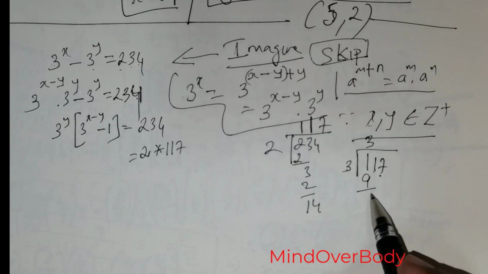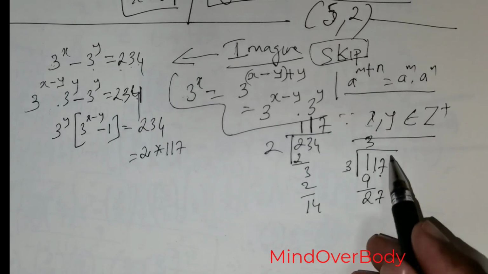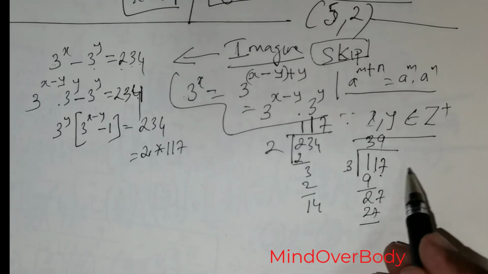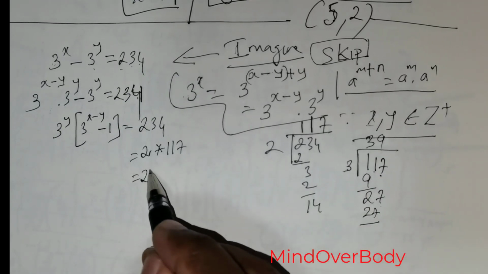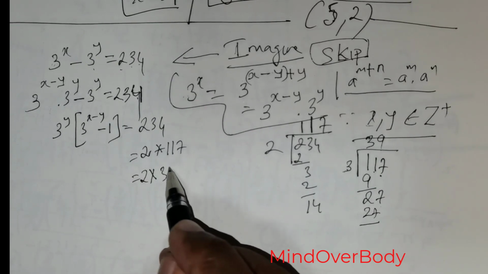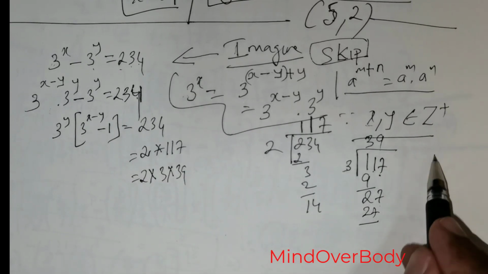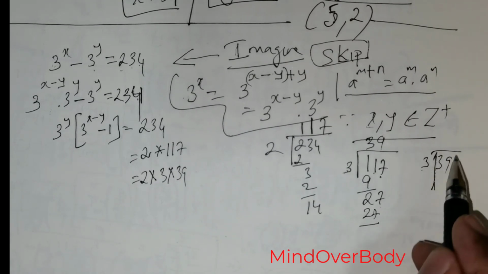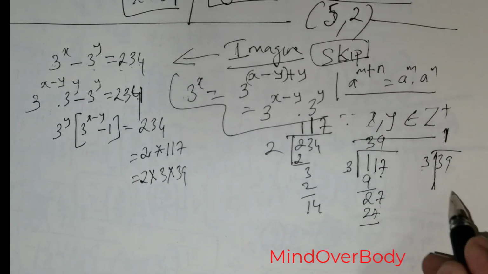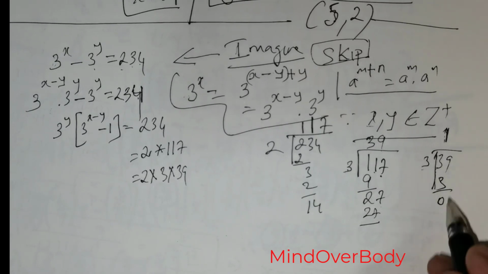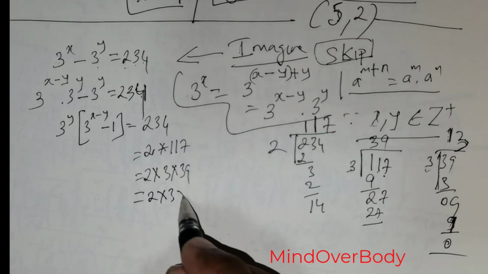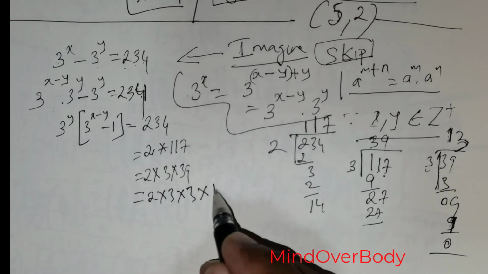So 9, 10, 11, you bring 2 down, you bring the 7 down. So 3 times 9 is 27. So you have a 39. So you are going to be writing this as 2 times 3 times 39. Now with some observation, you know that 39 is divisible by 3. So it's 1 time here, and then you have a 3 here, and you bring the 9 down here. So you're going to be writing this as 3 times 13.